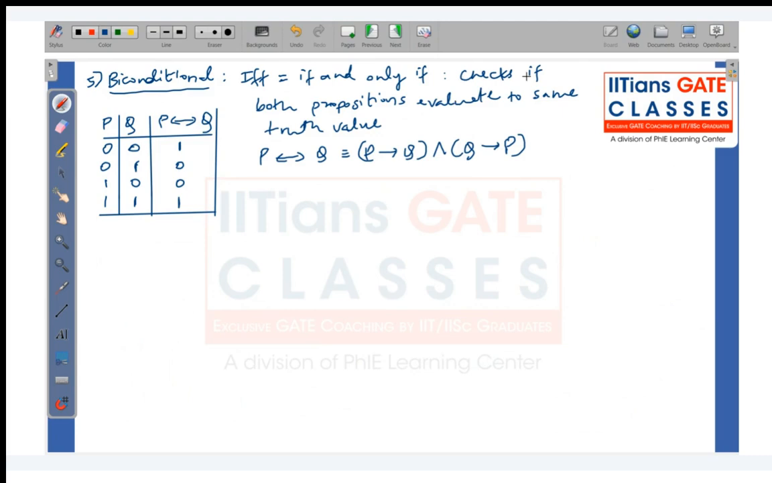So is it clear? My initial statement checks if both propositions evaluate to the same truth value. It means if P and Q are equal, they are both 0, then it is 1. If they are both 1, then also it is 1. In this form, I think I can write this is equal to 1 and 0. What condition should I write here?